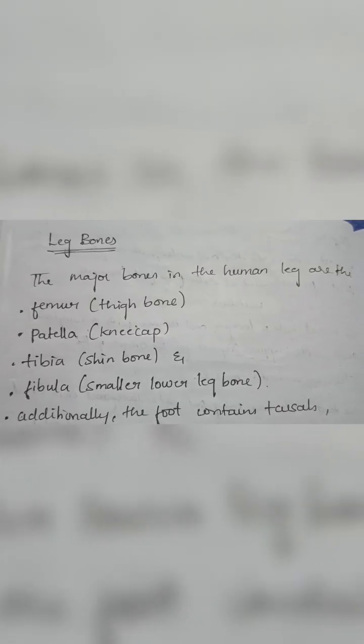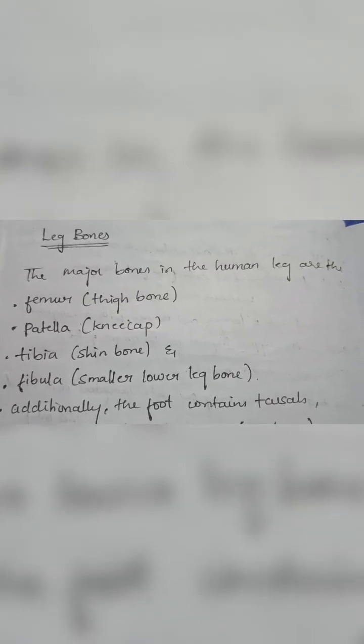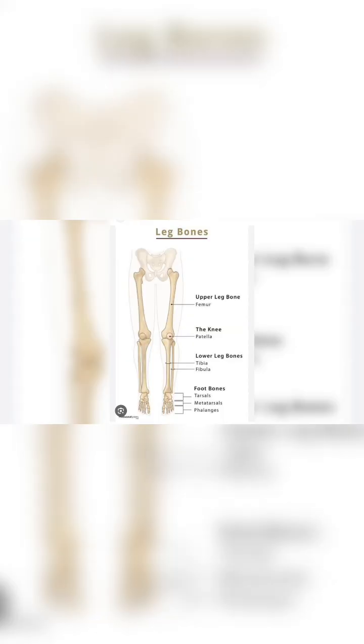Leg bones. The major bones in the human leg are the femur, thigh bone, patella, kneecap, tibia, shin bone, and fibula, smaller lower leg bone. Additionally, the foot contains tarsals, metatarsals, and phalanges, that is, toe bones. Femur, the longest bone in the body, located in the thigh. Patella, a small triangular bone located in the front of the knee joint.